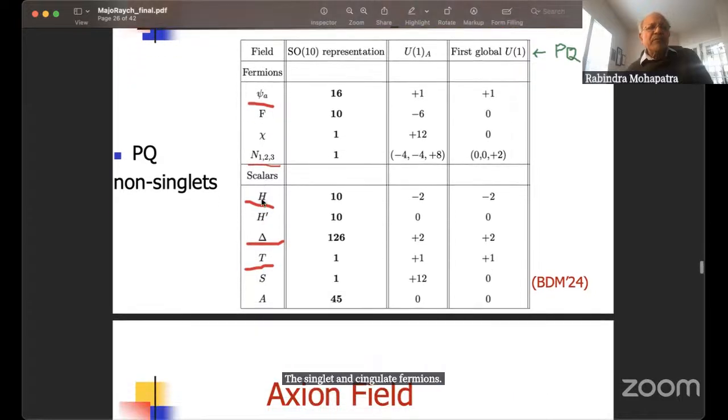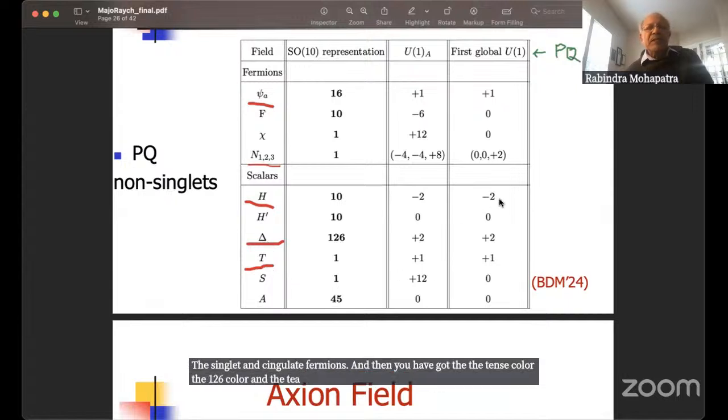And then you have the 10 scalar, the 126 scalar, and the T. They have non-zero charges: minus 2, plus 2, and plus 1.